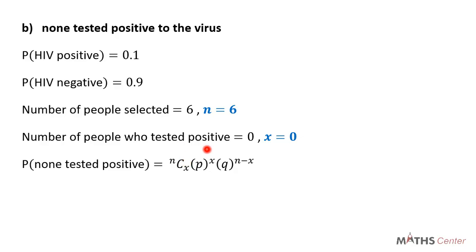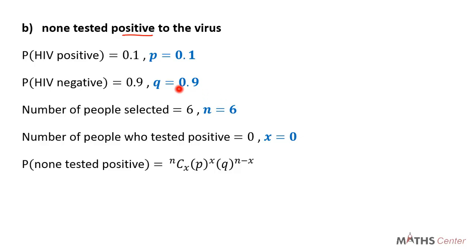X will be the number of people who tested positive, which is 0 in this case. P will be the probability of success. Here we are looking for the probability that none tested positive, so testing positive will still be considered as success. So the probability that someone tested positive, which is 0.1, will be the probability of success. So P will be equal to 0.1. And Q will be the probability of failure, which is 0.9.